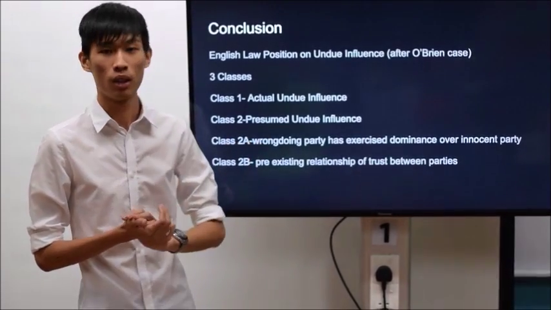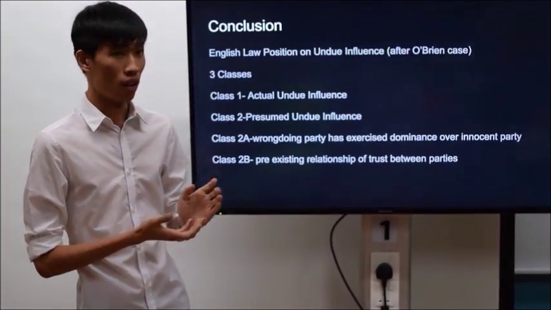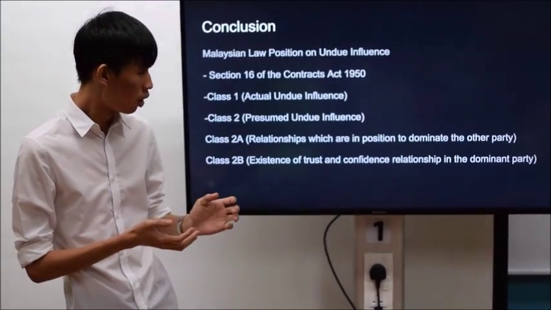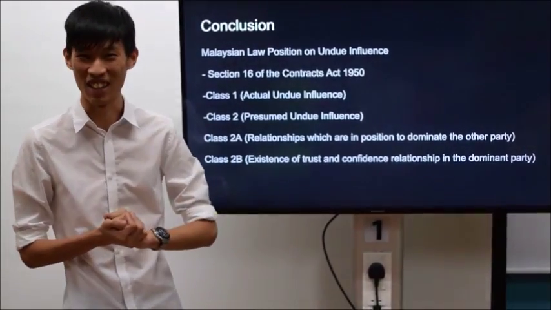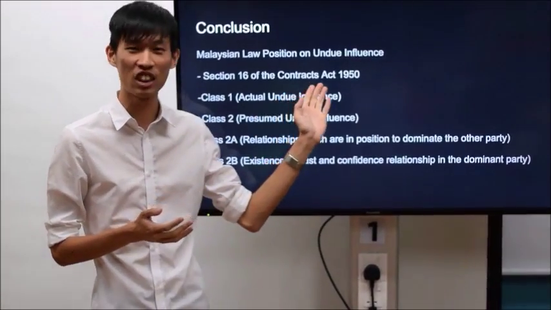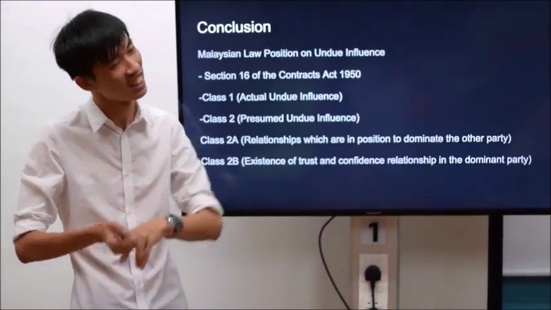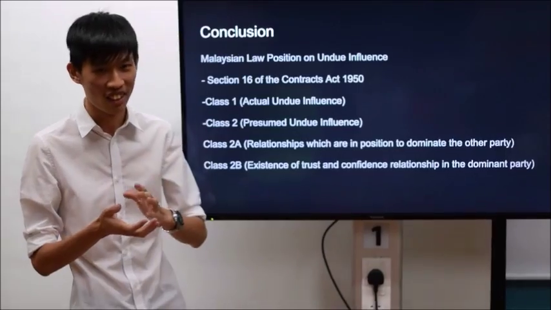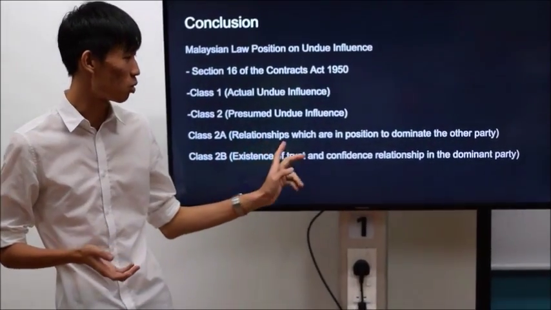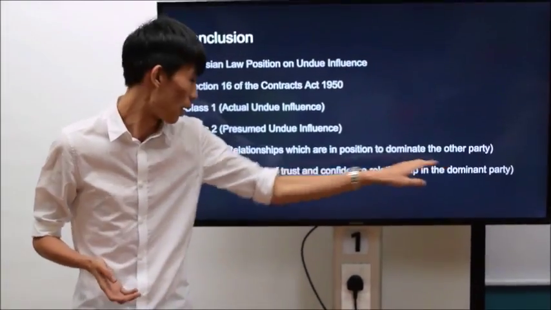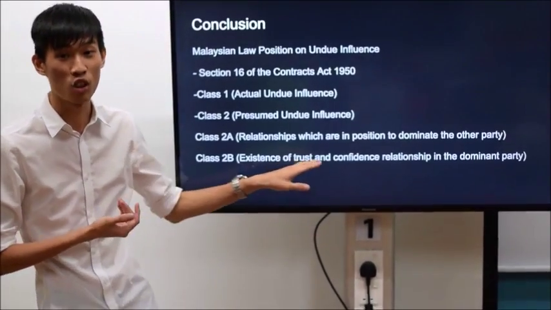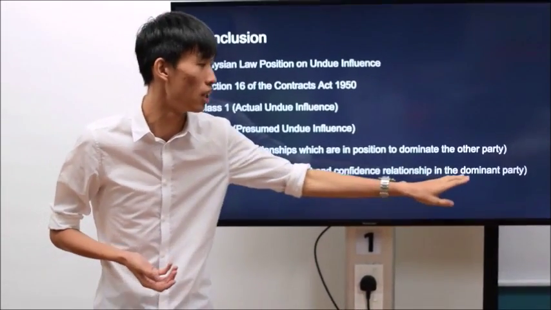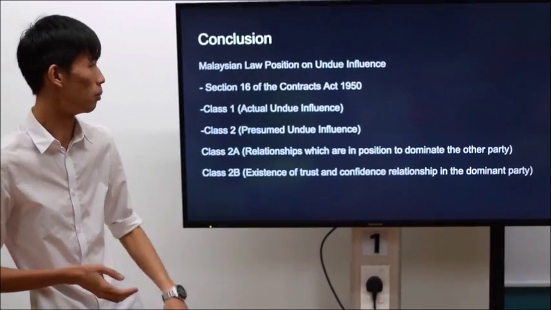So, for the Malaysian side, undue influence is governed by section 16 of the Contracts Act 1950. Also, two classes. First, actual undue influence. Second, presumed undue influence. Again, there is 2A, relationships which are in a position to dominate the other party, and 2B, the existence of a trust and confidence relationship in the dominant party towards the innocent party.